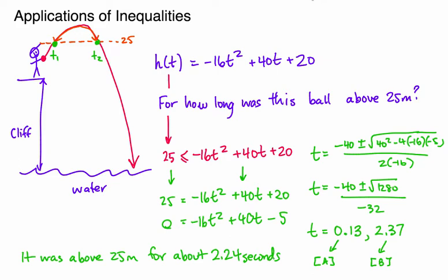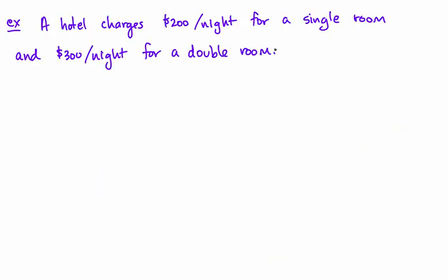Okay, let's take a look at another example. A hotel charges $200 a night for a single room and $300 a night for a double room, and a team books some rooms there, but they book no more than 10 rooms. There's no way that they need more rooms than that, or the hotel doesn't allow them to book more than 10 rooms, and the total amount of money that they're allowed to spend has to be no more than $1,800, so less than or equal to $1,800.